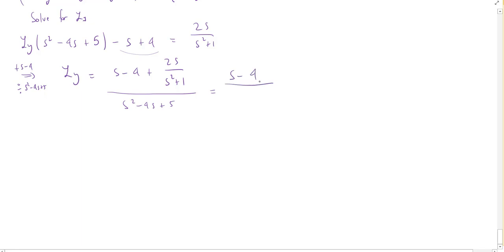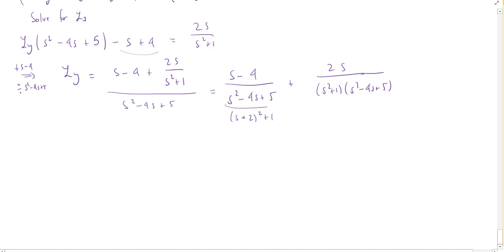So I'm going to do s minus 4 over s squared minus 4s plus 5, plus 2s over s squared plus 1 and s squared minus 4s plus 5. So for this first one, I'm probably going to want to complete the square here. So I get s minus 2 quantity squared. That would give me a 4, but I have a 5, so I need to put a plus 1. And this is that same sort of situation we had in the previous problem.